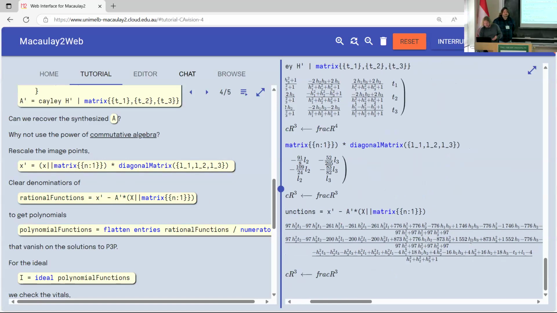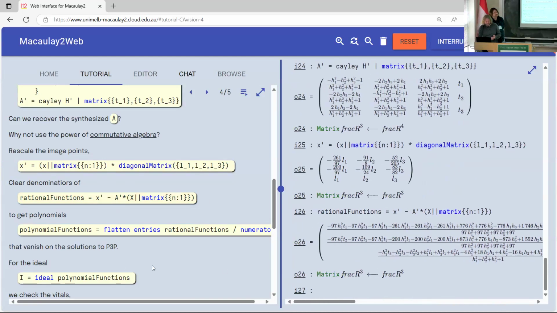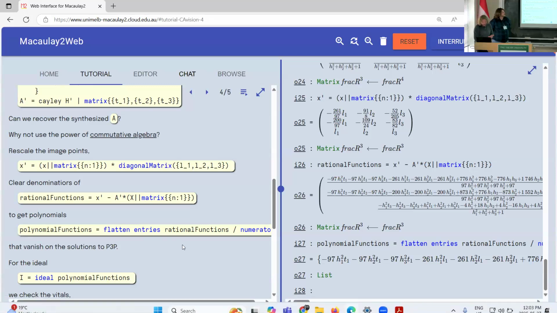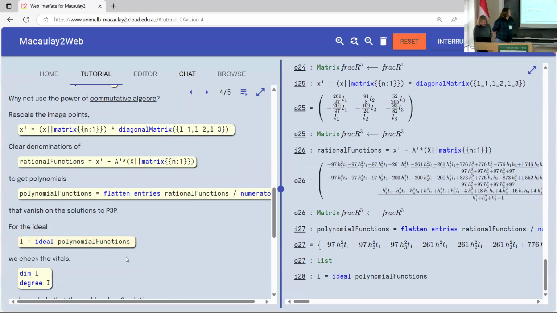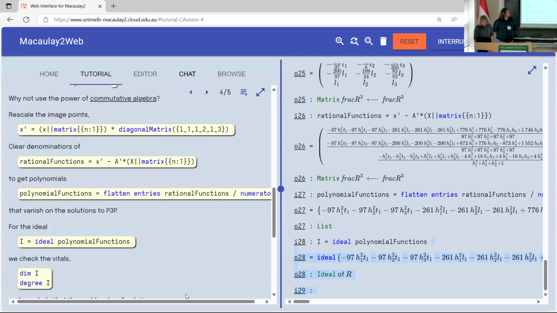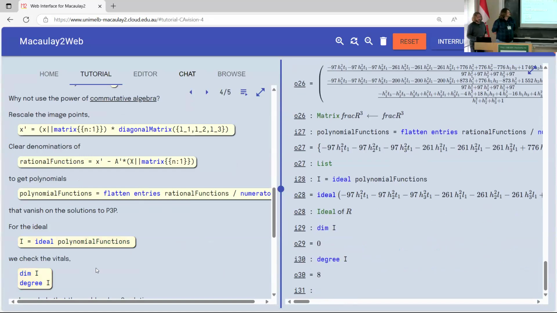I mean, they look impenetrable, but they're not that bad. If I want to equate them to 0, I would want to just extract the numerators and create a polynomial system, and that's where I get to an ideal. An ideal here is just some ideal that we created. We would check the vitals, as we call them, dimension and degree. I should comment here that if you care only about the degrees and dimension, don't join our group either.